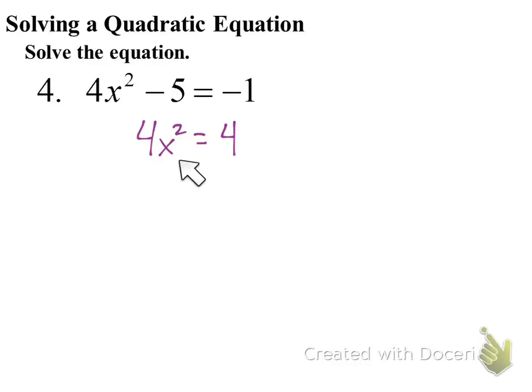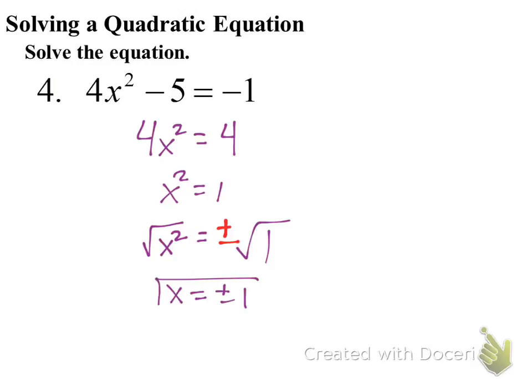So I try to get the quadratic term by itself, divide both sides by 4. We have to take the square root because I'm in the solving process, and I'm going to take the square root of both sides. I'm going to make sure I incorporate a positive or negative possibility. So x is equal to plus or minus 1. Notice how the square root symbol is gone? We don't need it anymore. Once you complete the square root operation, you don't write it.